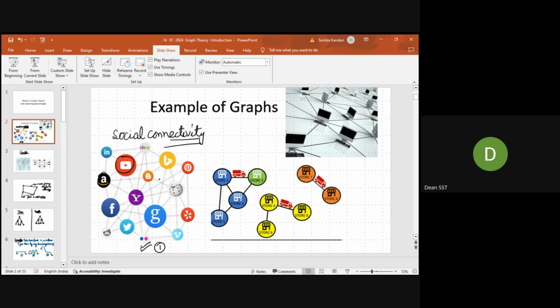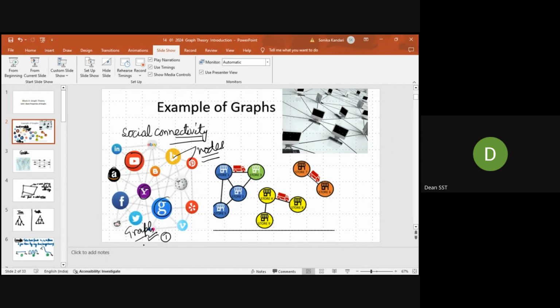See here, all these are what? All these are the nodes of the graph. And what is this structure representing? This structure is representing a graph. In the similar way, in diagram 2, we are having different stores, and these stores are connected. What these stores are representing altogether is a graph. This is again a real life application of graph.